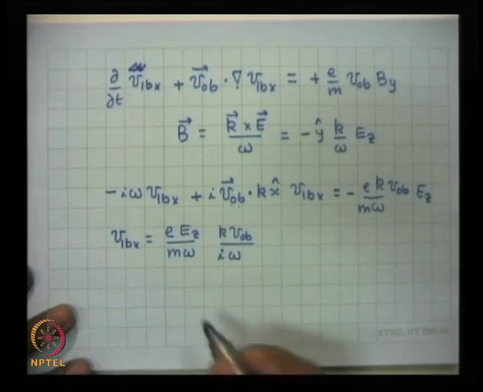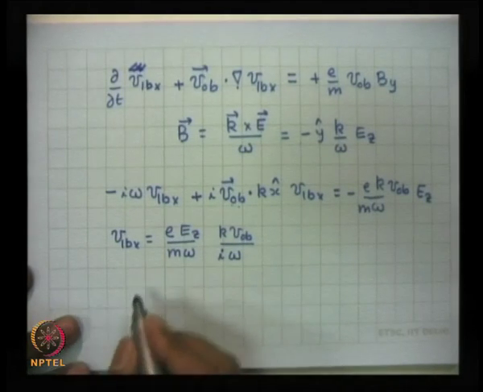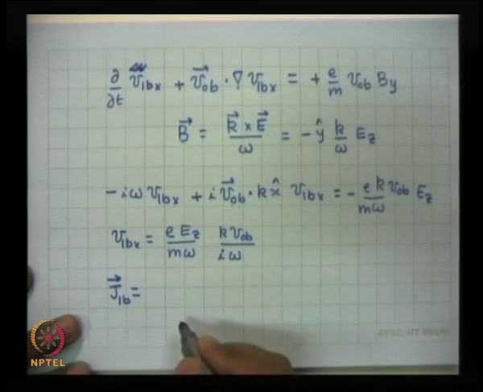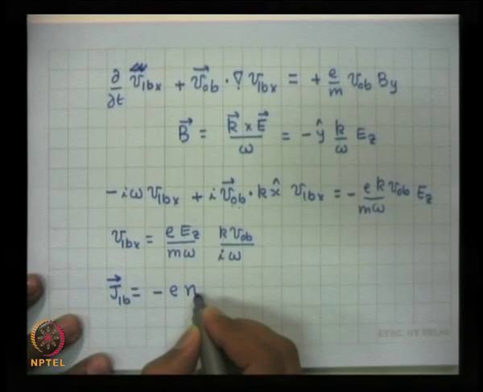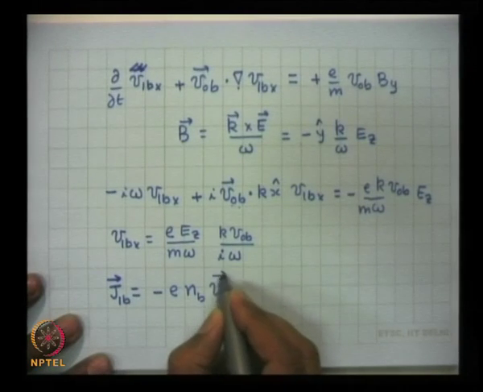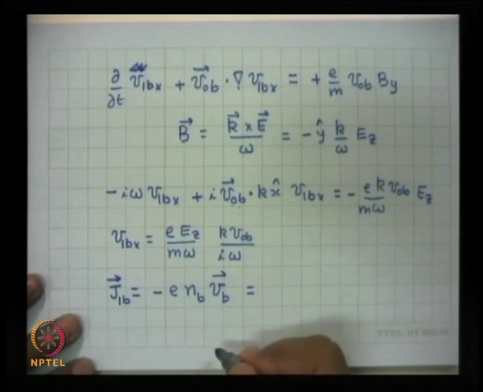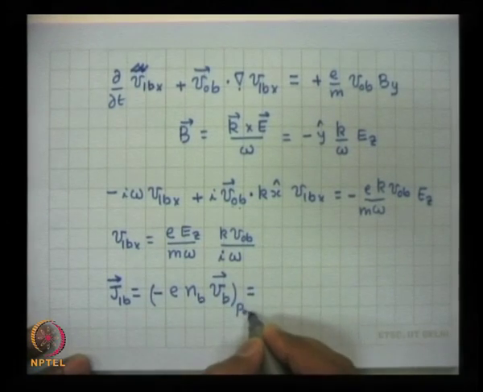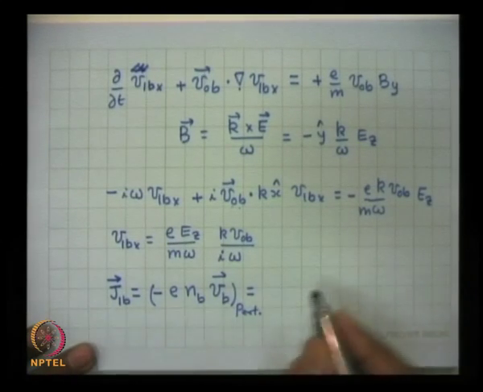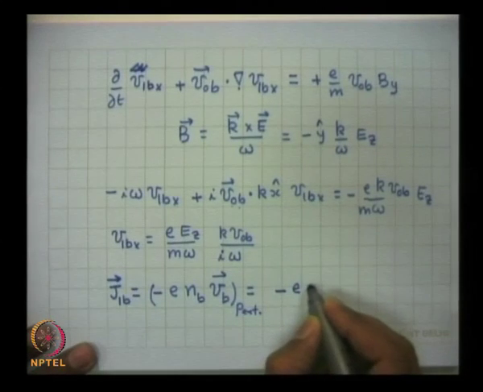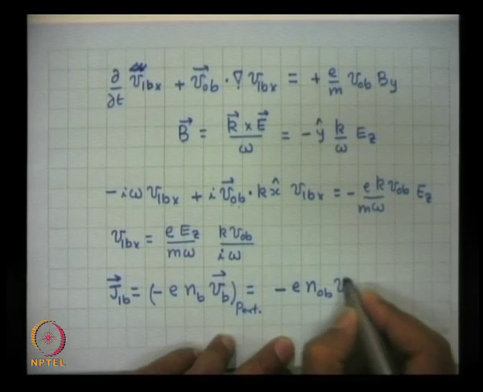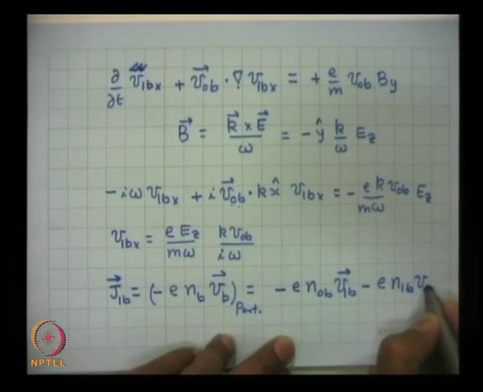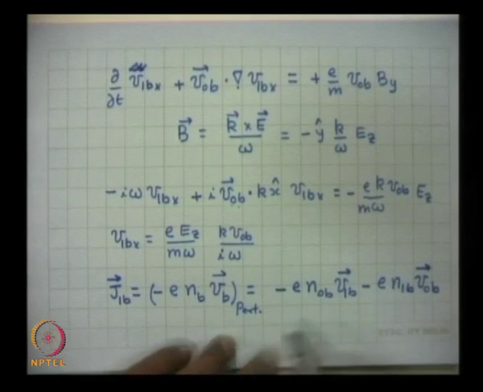Once I have obtained the velocity components, and if you evaluate V1y, it will be 0. Now, the current density due to the beam electrons, the perturbed current density due to beam electrons, is the product of charge into density into velocity. I want the perturbed quantity, not the DC part, the perturbed part. That will be equal to minus E n0b into V1b minus E n1b into V0b. This is the current density.